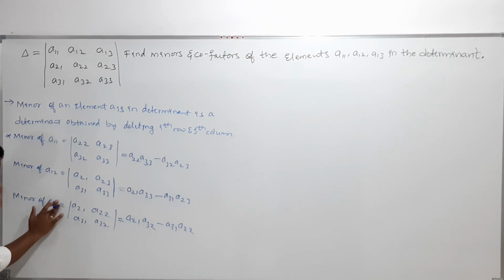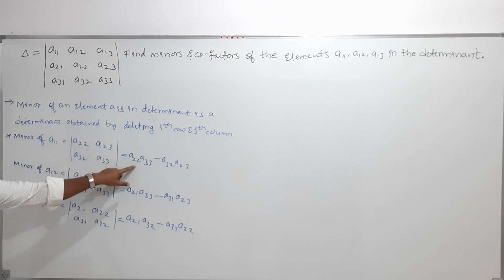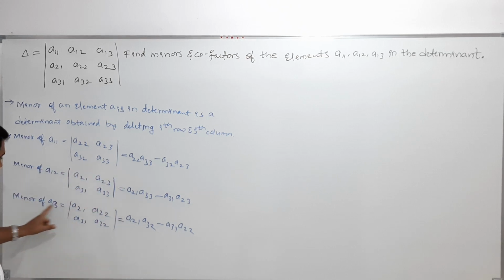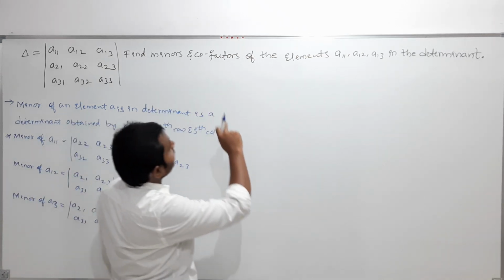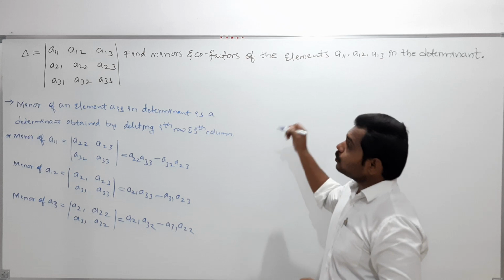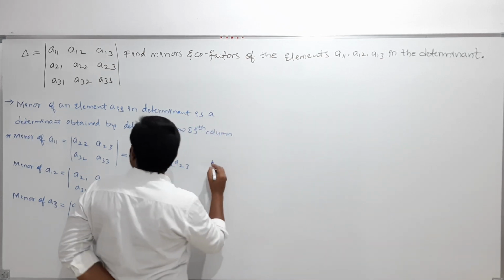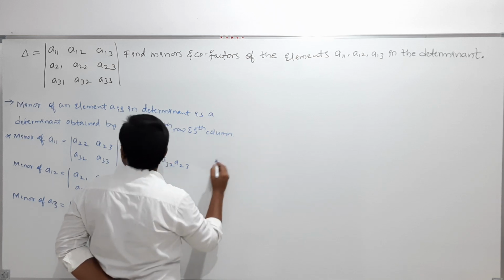So my dear friends, these are all the minors of the elements. Minor of A11 is this much, minor of A12 is this much, minor of A13 is this much. So what they asked you is to find the minors and cofactors, and I have just discussed how to find the minors. Now I will discuss how to find the cofactor.